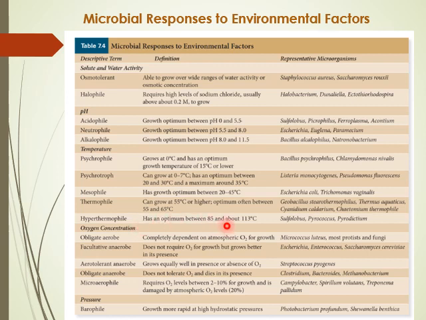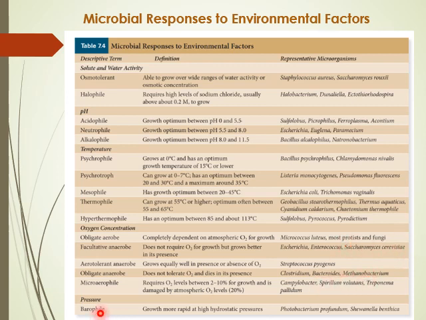Hyperthermophiles are normally archaea and have an optimum between 85 and about 113 degrees Celsius. For example, Sulfolobus, Pyrococcus, Pyrodictium. Okay, the next group depends on the oxygen concentration, where we have five different groups. The requirements I have explained just now, along with the different types. You can have a look at these examples.